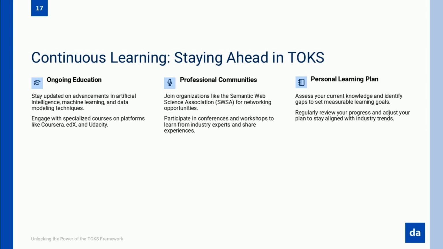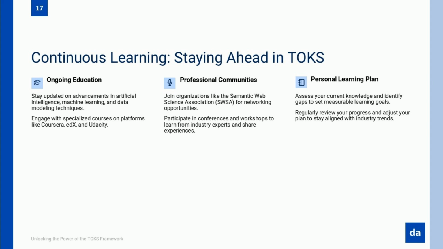To maintain a competitive edge, TOKS practitioners should focus on several key areas. First and foremost is keeping abreast of advancements in artificial intelligence and machine learning, as these technologies are increasingly integrated with TOKS frameworks. Understanding how AI algorithms can enhance ontology development, knowledge graph construction, and semantic analysis is crucial. Additionally, staying updated on new data modeling techniques, graph database technologies, and natural language processing methods is essential for pushing the boundaries of what's possible with TOKS.